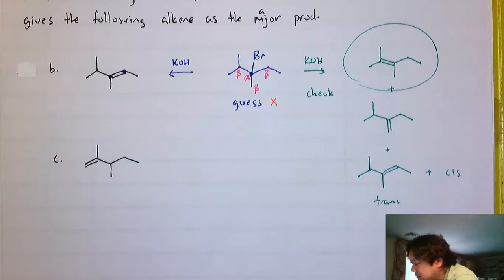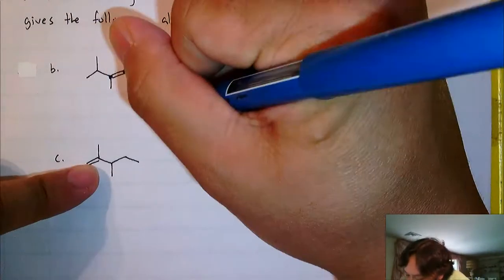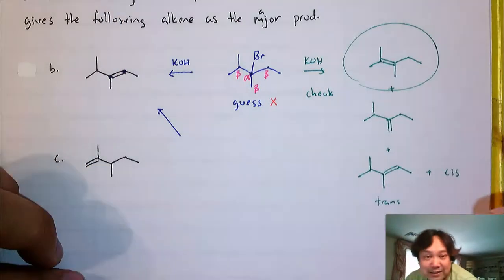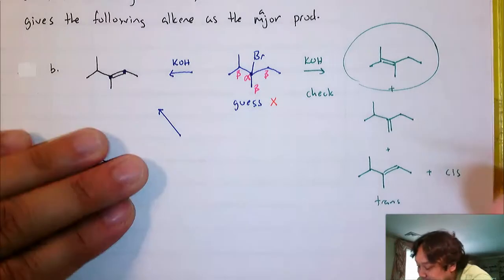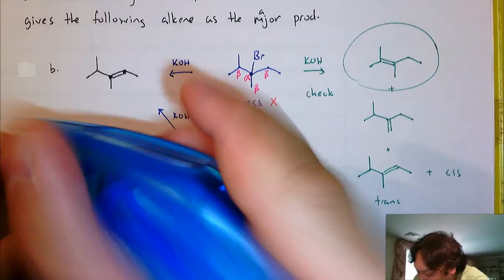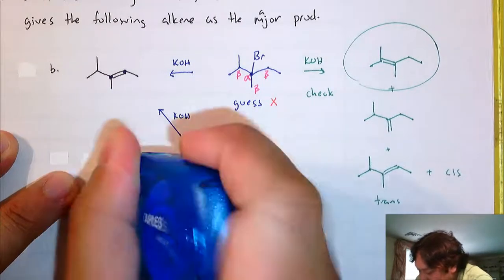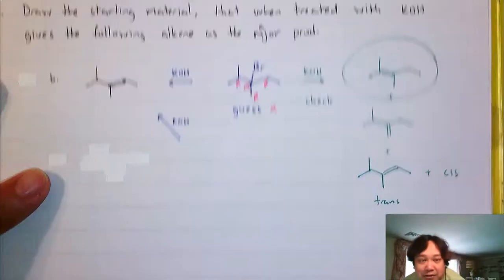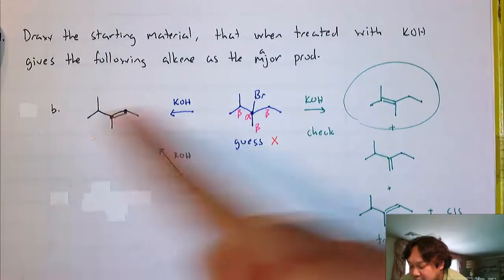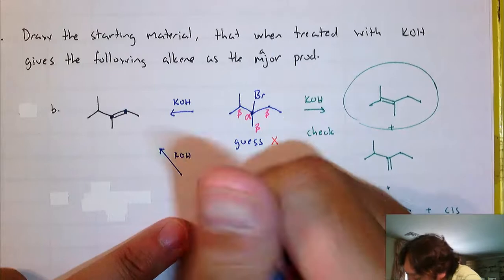Like I said, this was a little bit more challenging than what I had expected. So where's our second guess? Let me get rid of this because it's in the way. So we don't have an answer yet. We don't have an alkyl halide that when I treat it with KOH gives me this as the major product. So our second guess would be this.